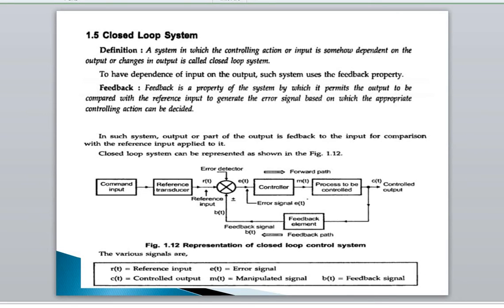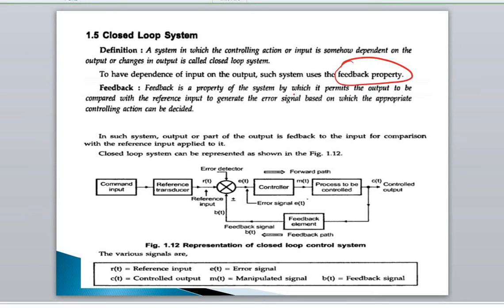Okay. So now coming to the most important type of control system, that is the closed loop control system. So listen carefully. A system in which the controlling action or the input is somehow dependent on the output or changes in output is called a closed loop control system. To have dependence of input on the output, such a system uses the property of feedback. Very important.